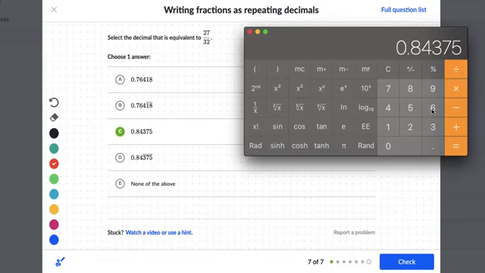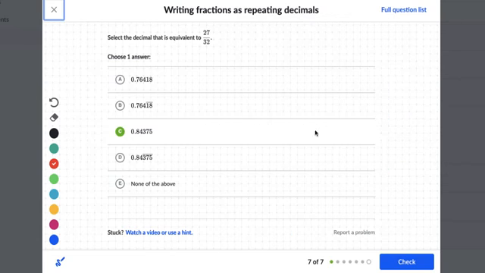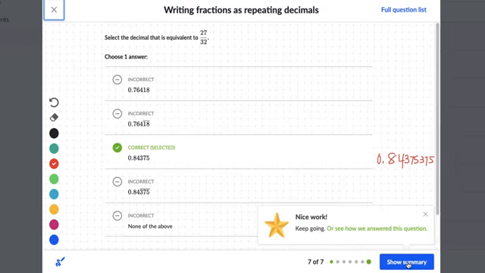D could also be the answer, however, it has a bar over 375. That would mean that it doesn't end. This number ends on the calculator. D would be 0.84, and then the 375 is repeating over and over again. But that number was not, so it's got to be C. Okay? So that's one type of problem that you could work on.